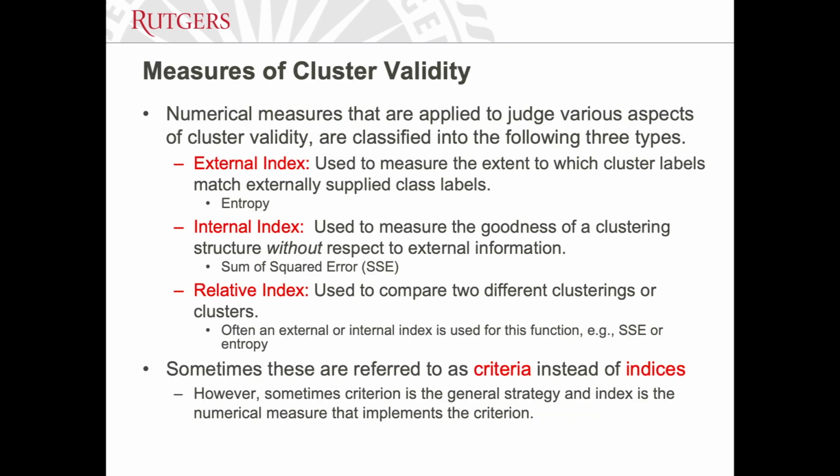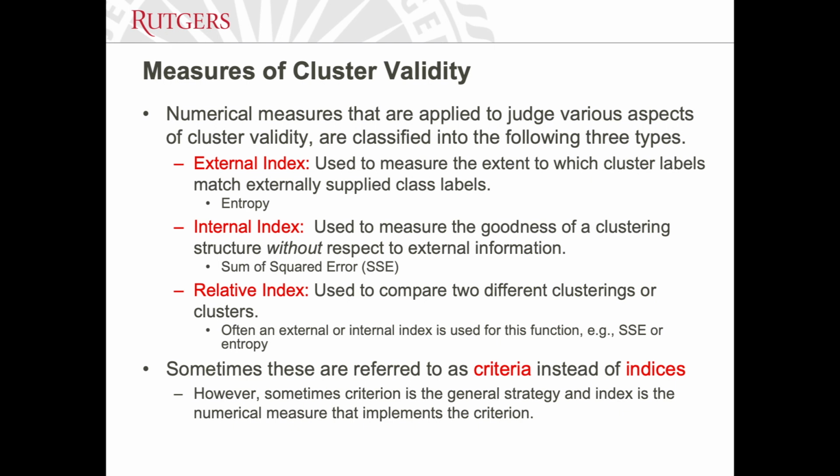The evaluation measures of cluster validity are normally classified into three types. The first one is external index, also known as supervised measures. The information used is not part of the dataset. Clustering structure discovered by a clustering algorithm is matched with some external structure. An example of external index is entropy value, which measures how well cluster labels match externally supplied class labels.